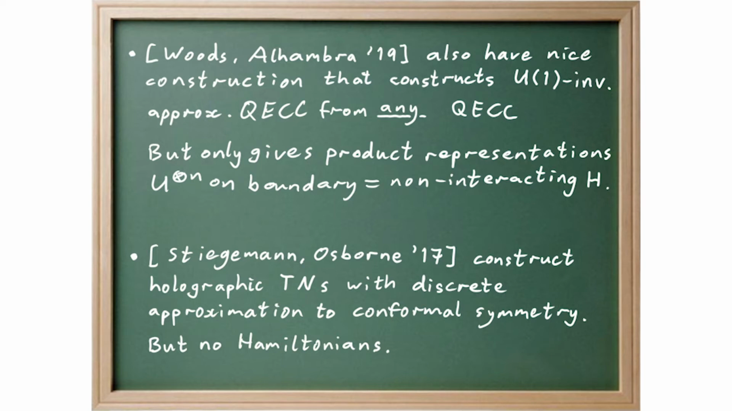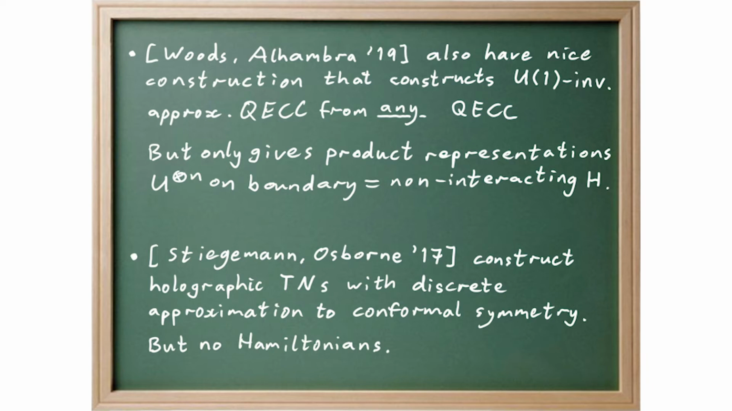So you heard about Cephir's in the previous talk, which is not exclusively about that, but it also applies to the time dynamics, which you can think of as time translation symmetry. The paper by Woods and Alhambra also has a nice construction that takes any quantum error correcting code and turns it into an SU(1) invariant quantum error correcting code. So you can think about this as giving you the time dynamics on the boundary. But unfortunately, that only gives product representations on the boundary. So that only works for non-interacting Hamiltonians in my language.